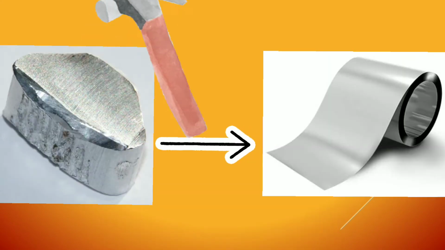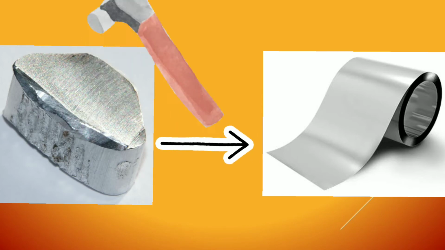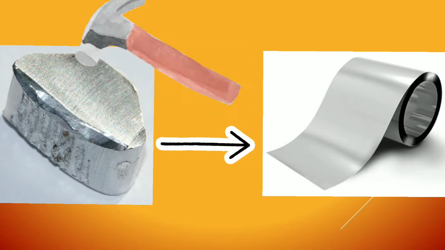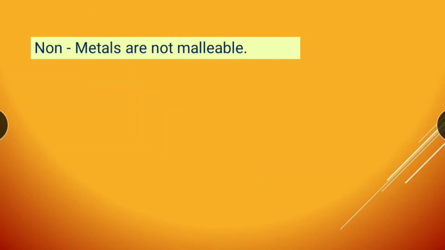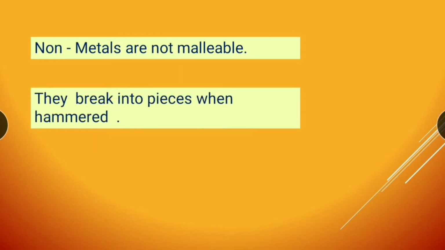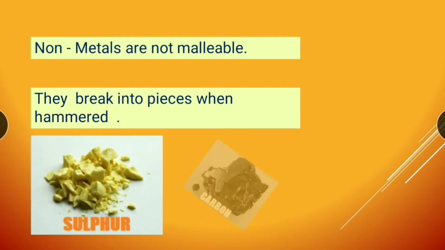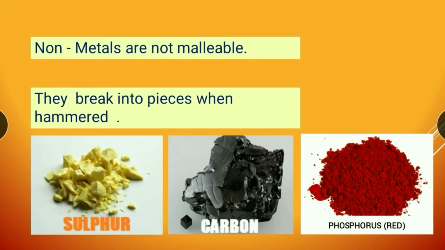It is due to the property of malleability that metals can be bent to form objects of different shapes by beating with a hammer. Non-metals are not malleable. Non-metals are brittle. This means that non-metals cannot be beaten into thin sheets with a hammer. Non-metals break into small pieces when hammered.